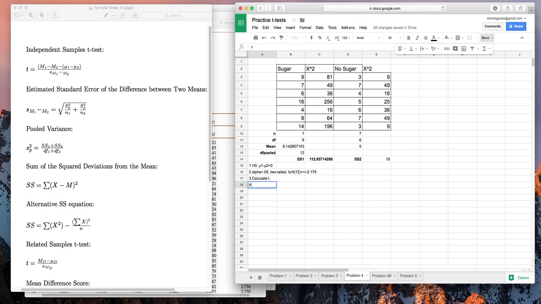It's time to calculate the pooled variance. That's equal to the sum of the sums of squares, this one plus this one, divided by the sum of the degrees of freedom. That's this one plus this one. Now we can do the estimated standard error. That's the square root of this over n1, plus the same quantity over n2.